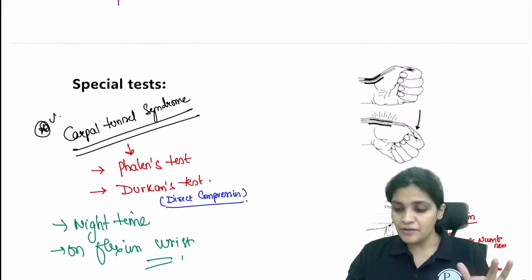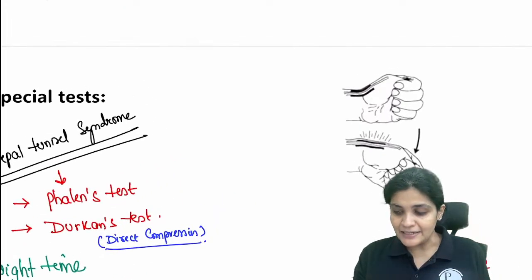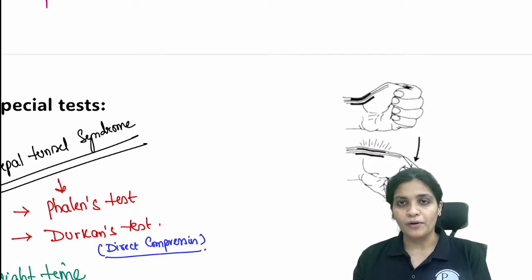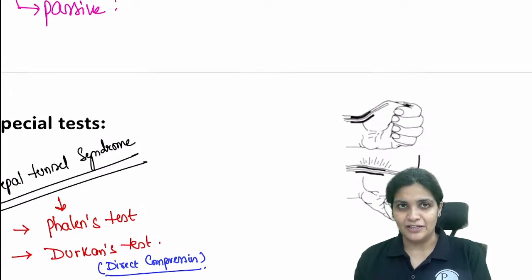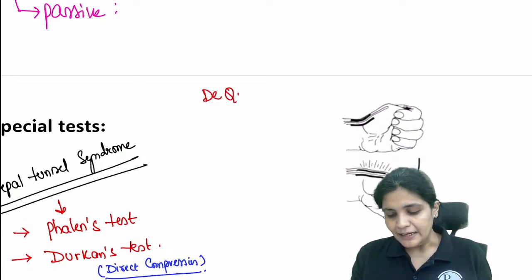And now once you have answered them about your carpal tunnel syndrome, they might ask you what are the other tests or what are the other things which you can see in case of the wrist joint. So there is one more important thing, which is De Quervain's stenosing tenosynovitis.